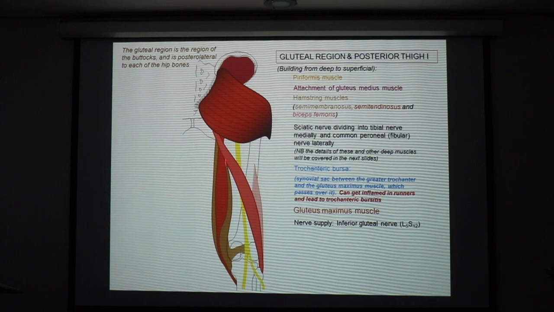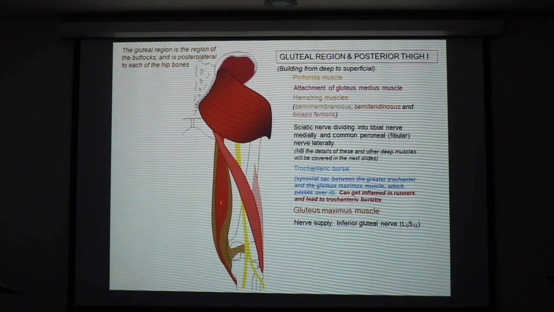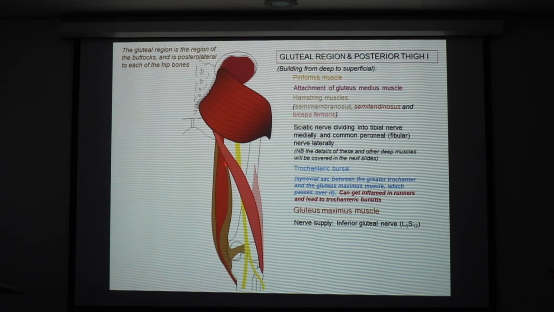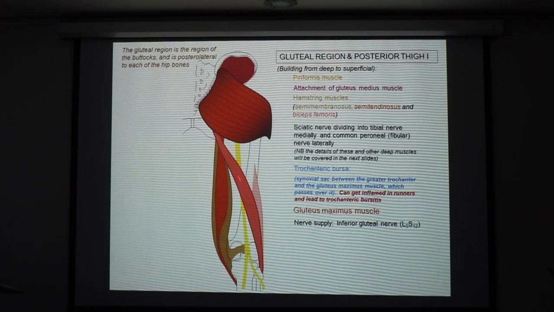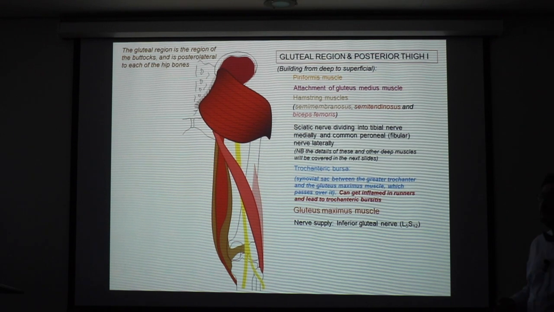We can see the hamstring muscles here. The hamstring muscles include the semimembranosus, the semitendinosus, the adductor magnus, and this is the biceps. Biceps has two heads, the short head and the long head. The short head cannot be taken as a hamstring muscle because it's not coming from the ischial tuberosity.